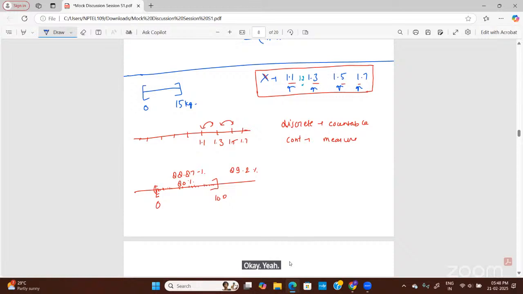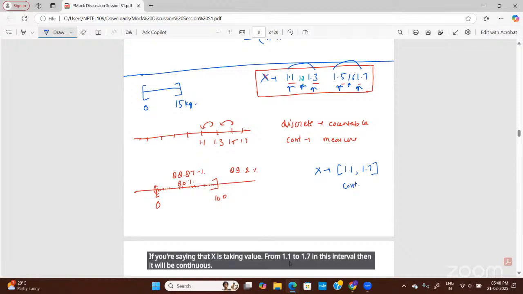But if we can count it, say you add two more data points, 1.2 and 1.6, then in total we have only 6 distinct values. We can count them, so that is why it is discrete. If you are saying that x is taking any value from 1.1 to 1.7 in this interval, then it will be continuous.